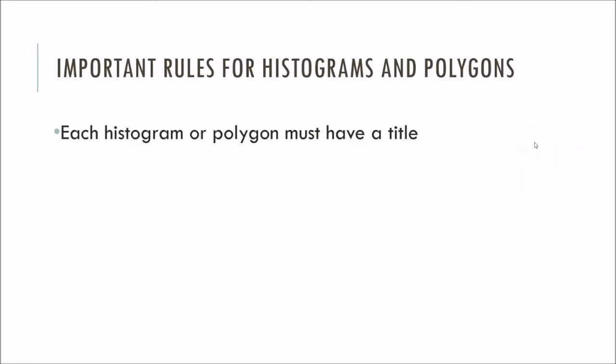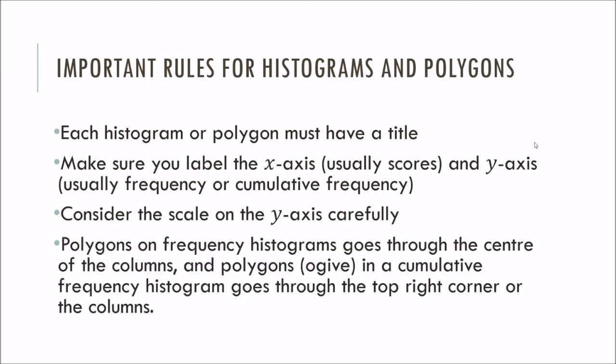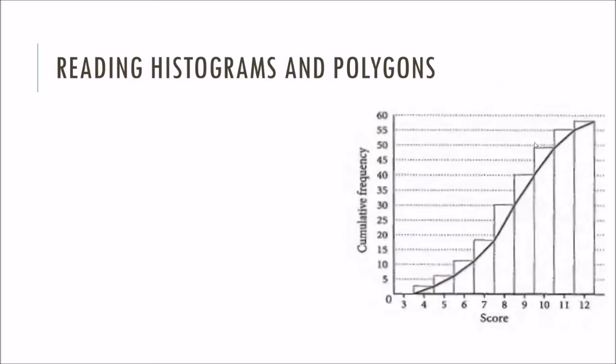So some important rules: we must have a title. We must label our x-axis and our y-axis. So our x is usually referring to the score, and our y refers to the frequency or cumulative frequency, depending on the graph that you're creating. You need to consider the scale on the y-axis carefully to ensure that all your points fit nicely onto your graph. And when we are drawing our polygon, if it's a frequency polygon, it goes through the center of the columns. And if we're drawing the cumulative frequency polygon, it goes through the top right-hand corner of the columns.